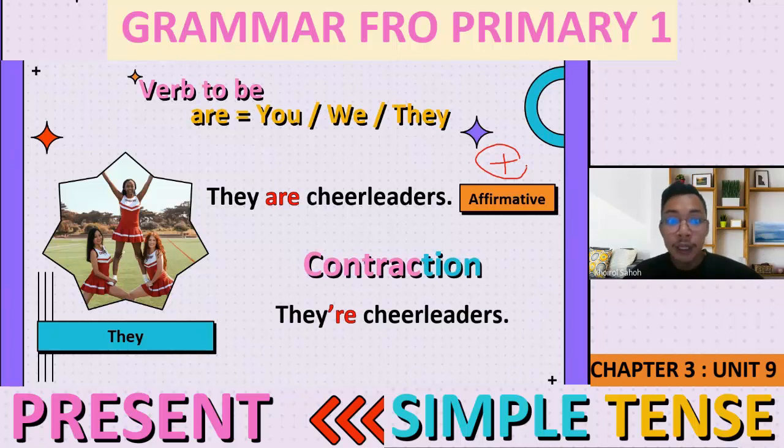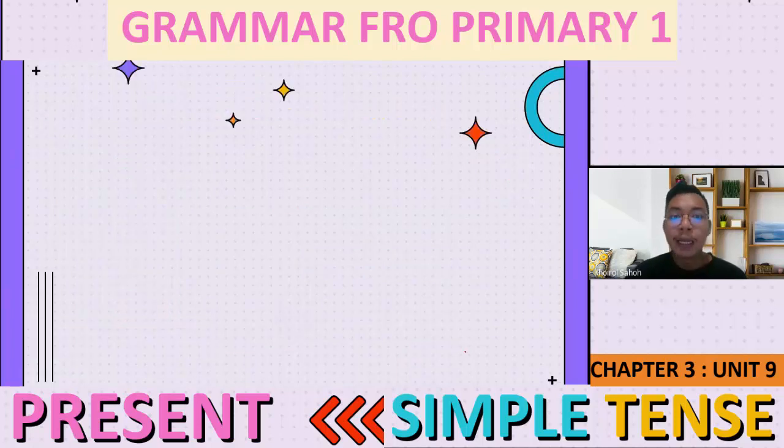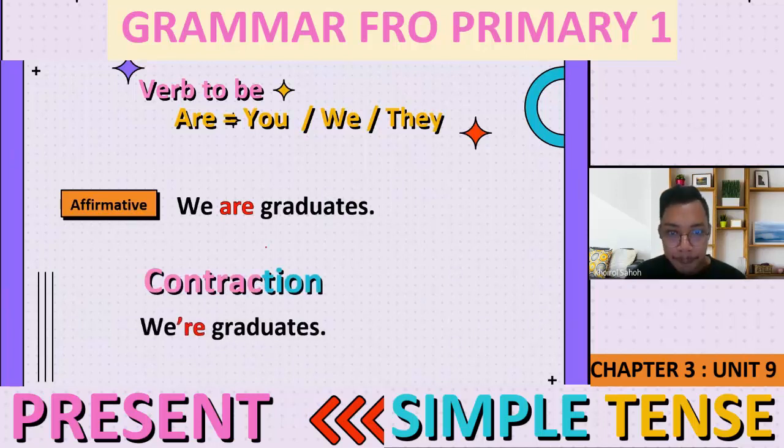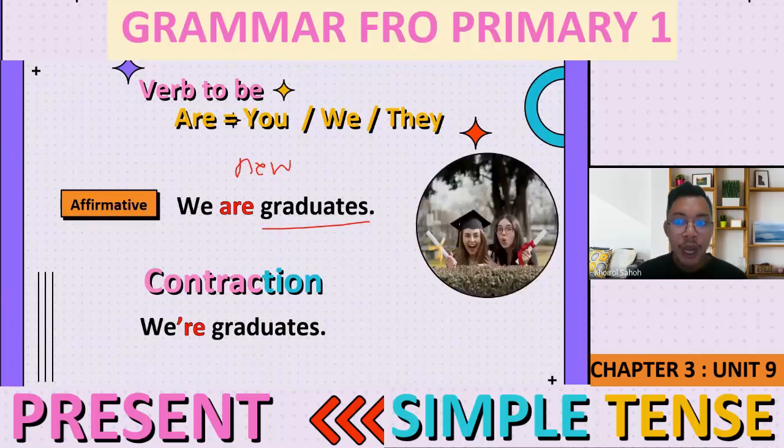they're cheerleaders. They are cheerleaders พวกเขาเป็น cheerleader นะครับ, becomes they're cheerleaders. วิธีการย่อจะต้องเขียนแบบนี้ apostrophe and r แล้วก็ตัว e นั่นเองนะครับ. Next, affirmative: we are graduates. Graduates คืออะไร เป็นบัณฑิต. We can also use new graduates. We are graduates becomes we're graduates พวกเราคือบัณฑิต.